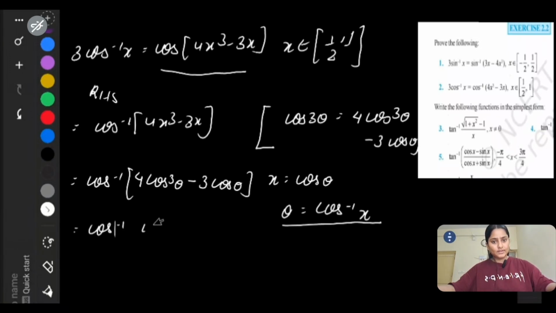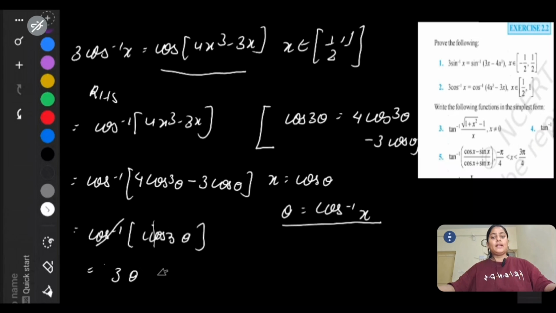Cos inverse, let me erase it. Yeah. Cos inverse cos of 3 theta, right? Now we'll cancel this, and it is equal to 3 theta, right? And we know that theta is equal to cos inverse of x, so we'll put here 3 cos inverse of x.